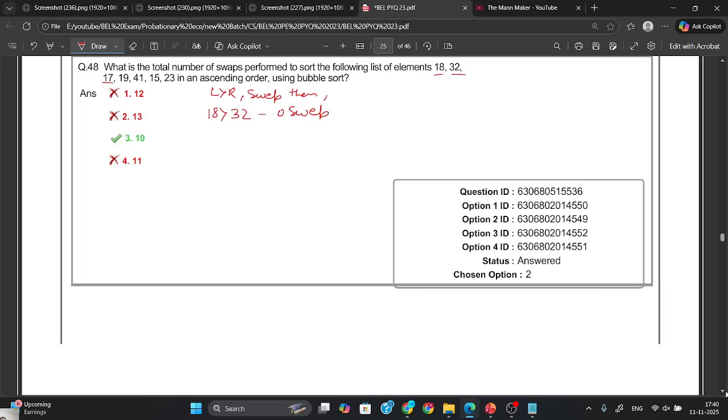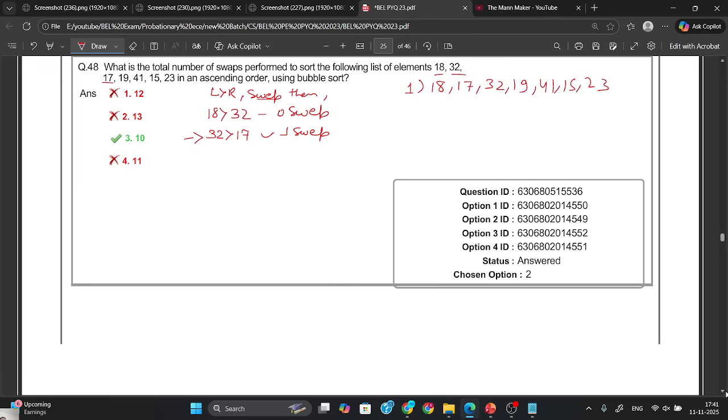Then the next one is 32 and 17. So this condition is satisfied, which means we need to swap these. One swap we will do. So after this first swap, we are getting 18, then 17, then 32, then 19, then 41, then 15, then 23.